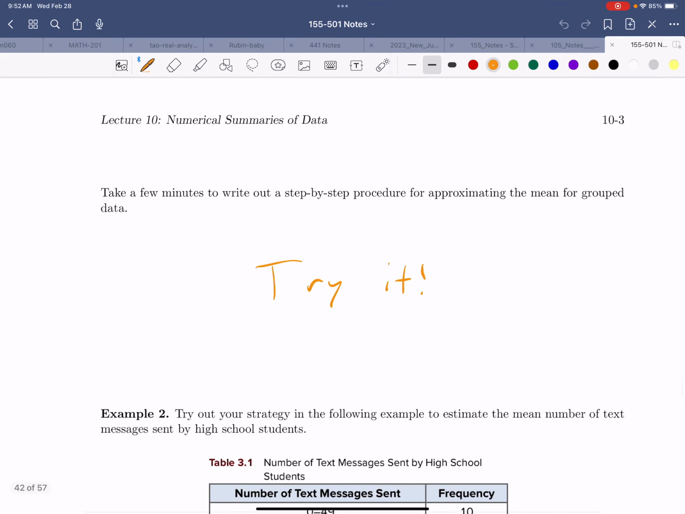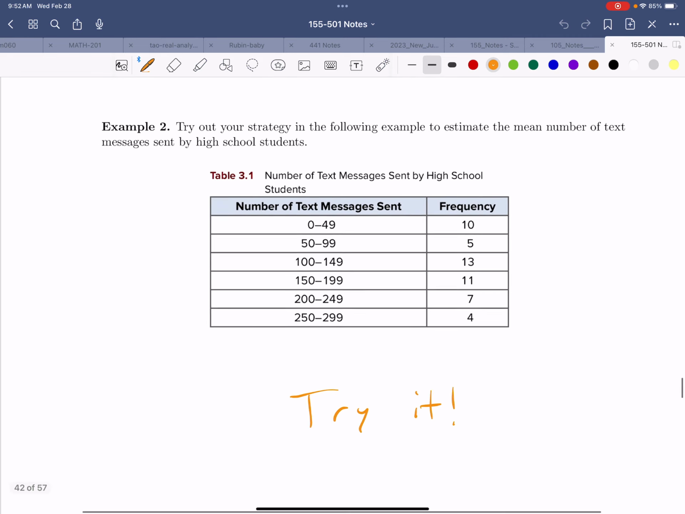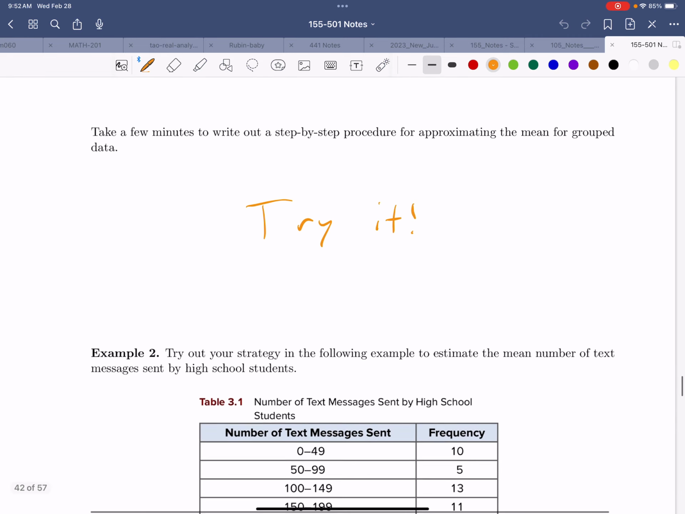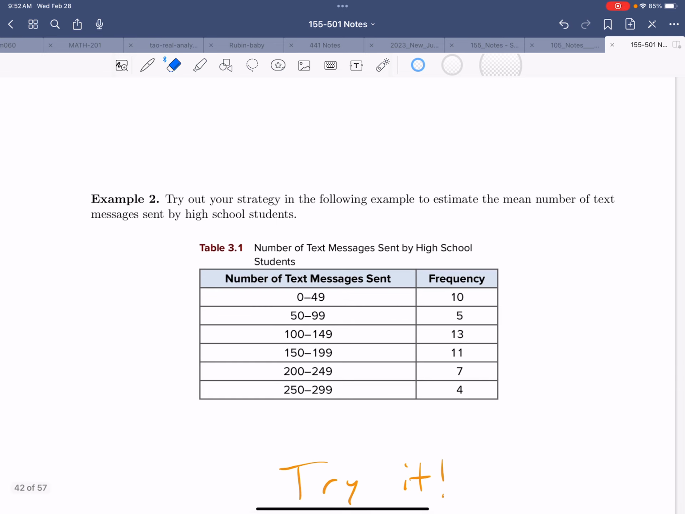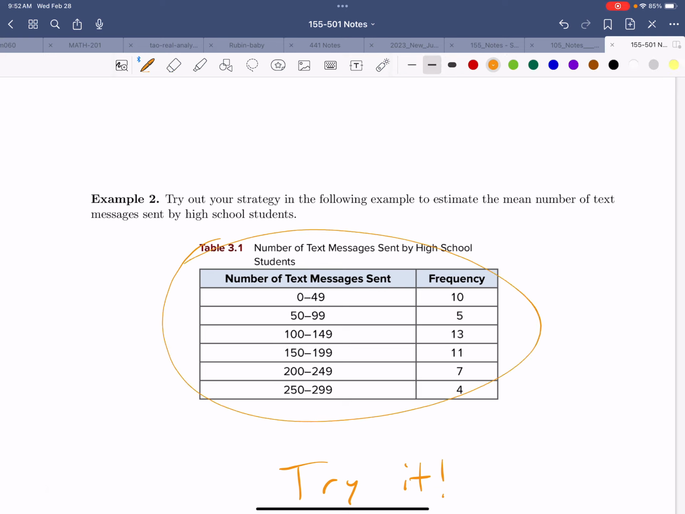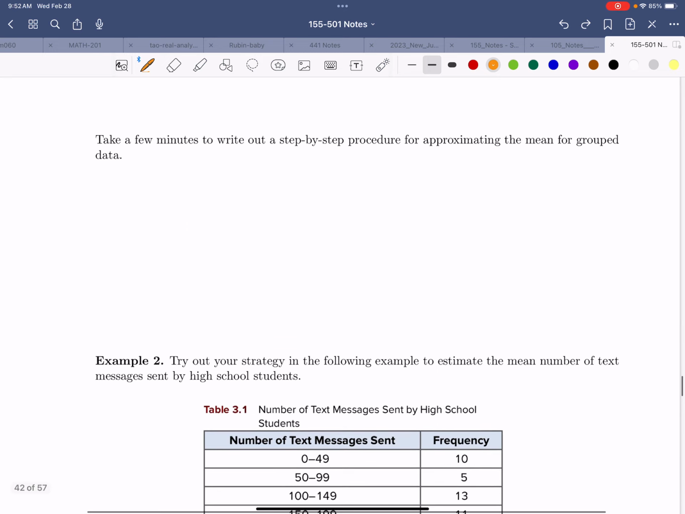Hey everyone. Let's write out a step-by-step procedure for approximating the mean for grouped data, and then maybe we'll tackle example 2. Now remember, grouped data is a situation where we have a frequency table, a frequency distribution of sorts. We don't know the actual data points, but we still want to get an approximate mean. So what we could do is the following.